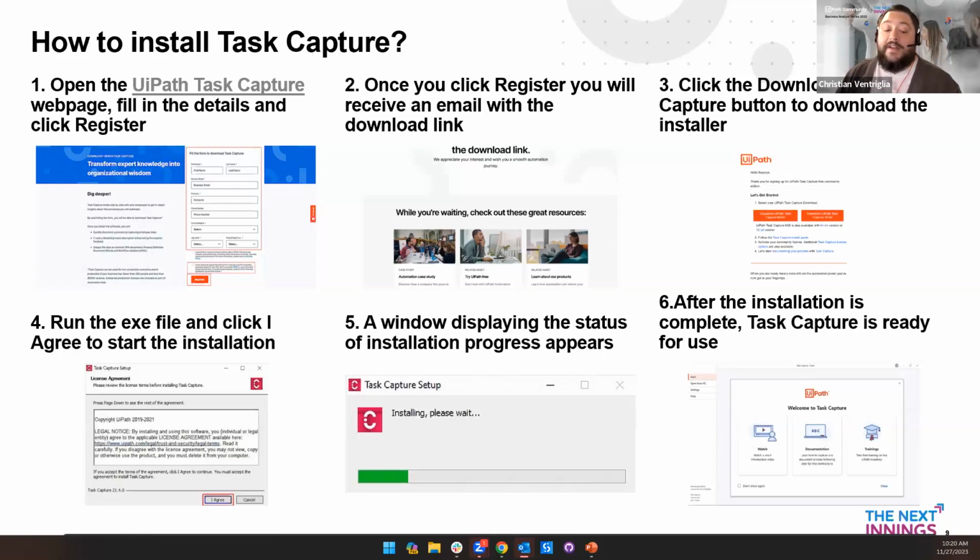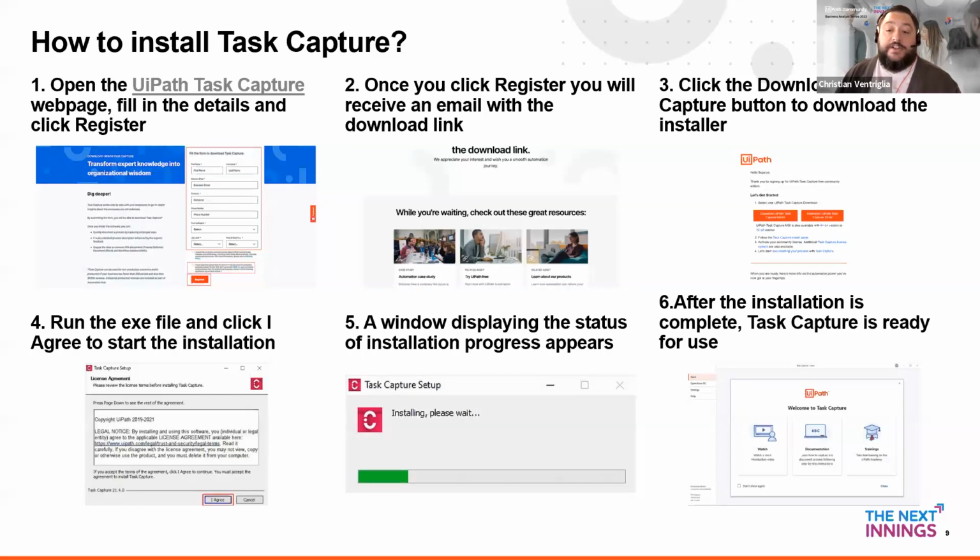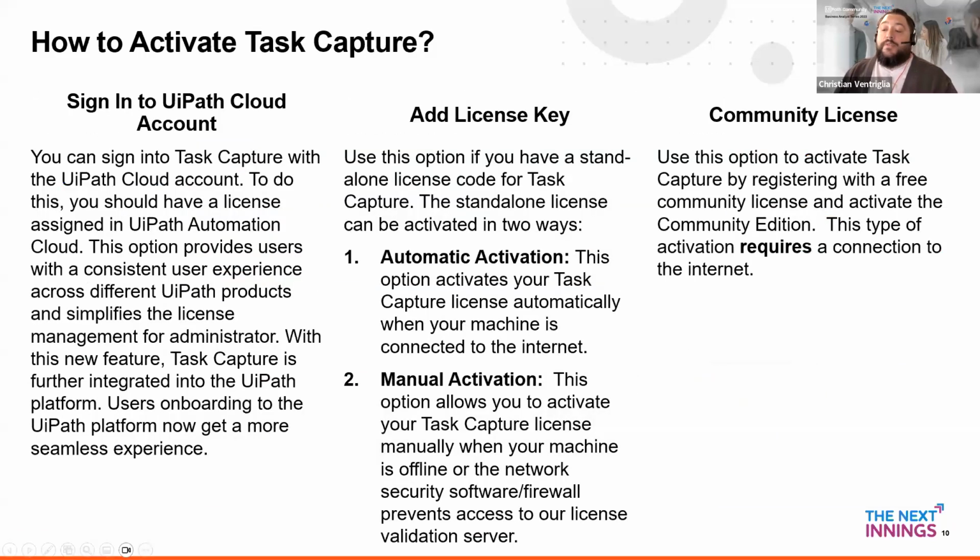There's one other detail that we have to cover after we've completed the installation. Once we complete the installation and open Task Capture for the first time, we'll be faced with a menu screen that has 3 different options. These 3 options are different ways for activating Task Capture. The first option is to sign into a UiPath cloud account. That's the method that we would choose if we already have a license assigned in UiPath Automation Cloud. This option provides a consistent user experience similar to what you've experienced before signing into UiPath Automation Cloud for, say, Studio.